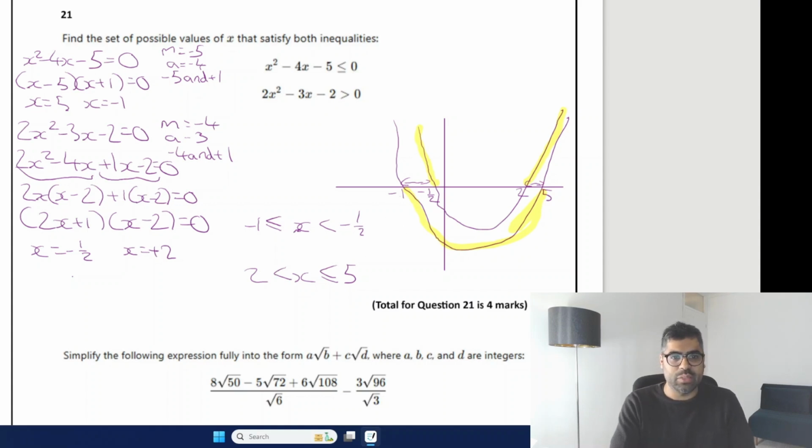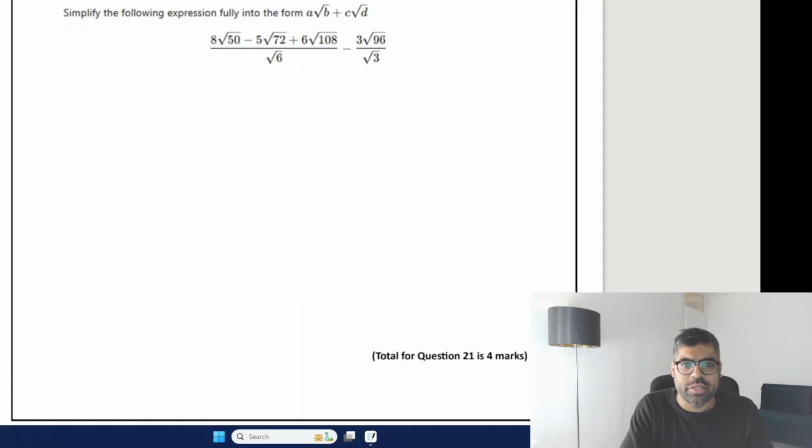That's question 21. Okay, so moving on to the final question, which is surds. We've got what looks like a very complicated surd, and we need to write it into the form a root b plus c root d. So let's just go about simplifying everything, simplify as much as possible. It'll become a lot easier to then see the route to the final answer.